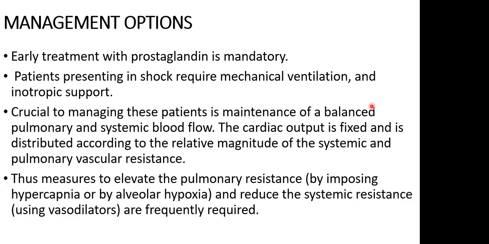So that blood can be taken from the right side of the heart into the systemic circulation via the patent duct. So here, patients present in shock. A patient who presents in shock will require mechanical ventilation or inotropic support. Then we also need to elevate the pulmonary resistance in this patient to reduce systemic resistance. And then this is frequently required to help reduce the apneic nature of this patient.